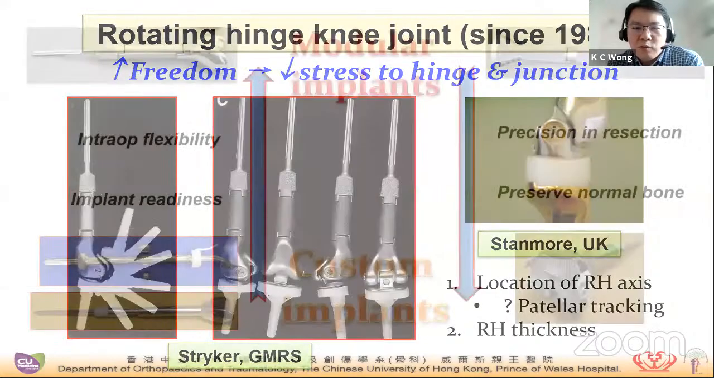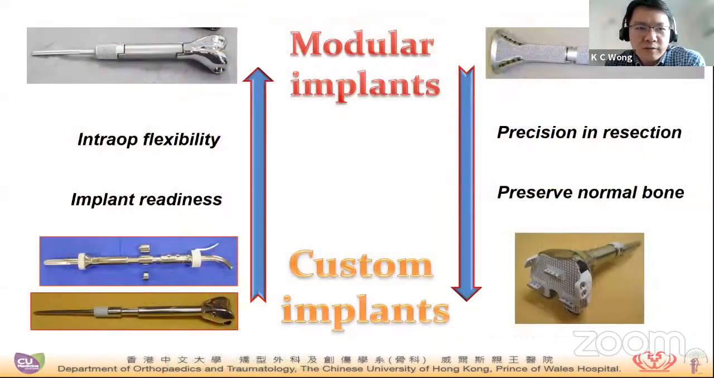One thing we found is that Stryker had only a modular implant. Of course, it is an off-the-shelf implant that is very available, and it is easy to make the choice to fit the patient into your available implant. Stemmel also had a custom implant, and at that time we were not pretty sure what we should do with this custom implant.